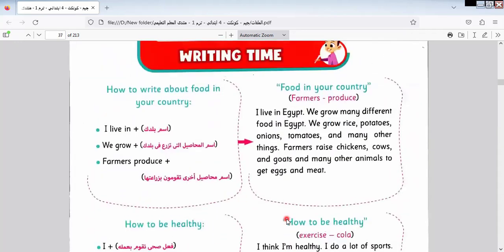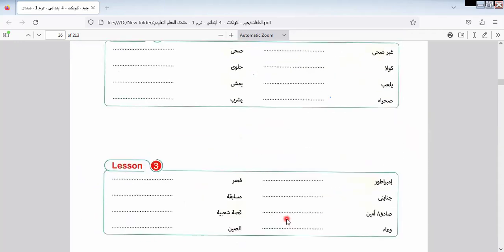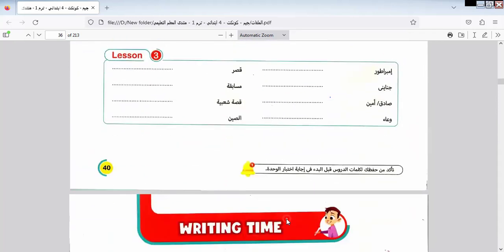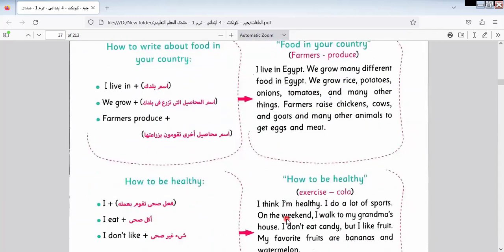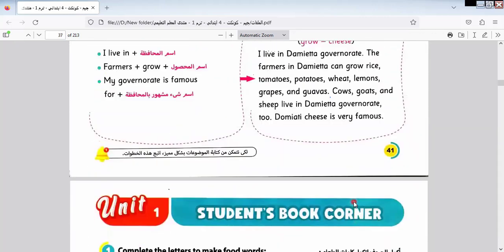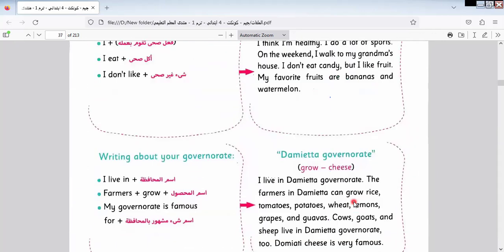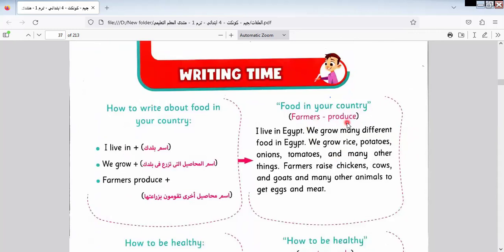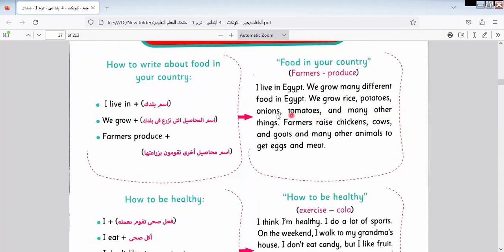I will leave you this exercise to do by yourself. This is the writing time of the paragraphs that we saw in the unit. Here we have how to write about food, like this.